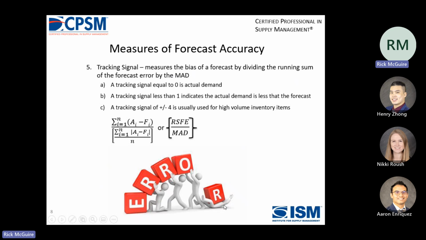If it's equal to 0, it's actual demand. So a tracking signal equal to 0 is actual demand. A tracking signal less than 0, so it's negative, indicates the actual demand is less than the forecast. So you're tracking high in the forecast. If the tracking signal is over 0, it's the opposite. You're tracking low in the forecast. So a tracking signal of plus or minus 4 is usually used for high volume inventory items. So they don't look at tracking signals of less than 4. Usually it's insignificant if it's less than 4.